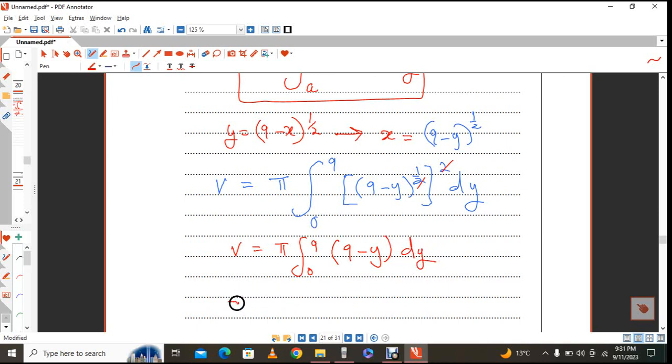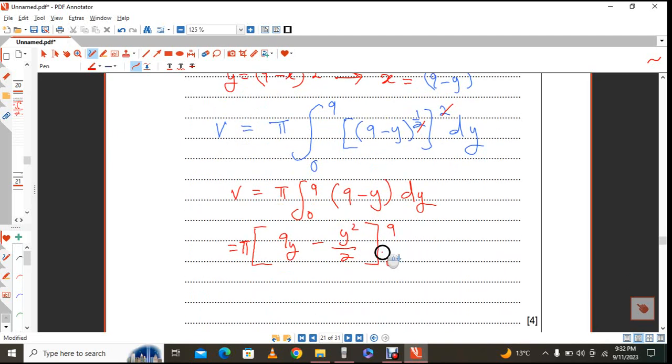So let's then go ahead and integrate. If I do that, I can again take out the value of pi. Don't forget the value of pi. And this is going to be 9y, and add 1 there, so it's going to be y squared upon 2. Of course, this is from 0 to 9.